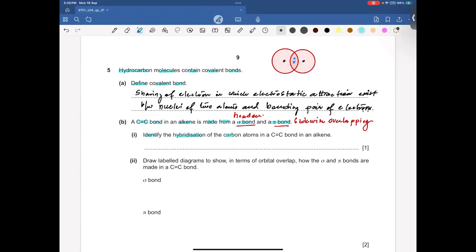Identify the hybridization of the carbon atom in a carbon-carbon double bond in an alkene. Whenever we have a double bonded carbon atom, I've told you in class, the hybridization is going to be sp2.